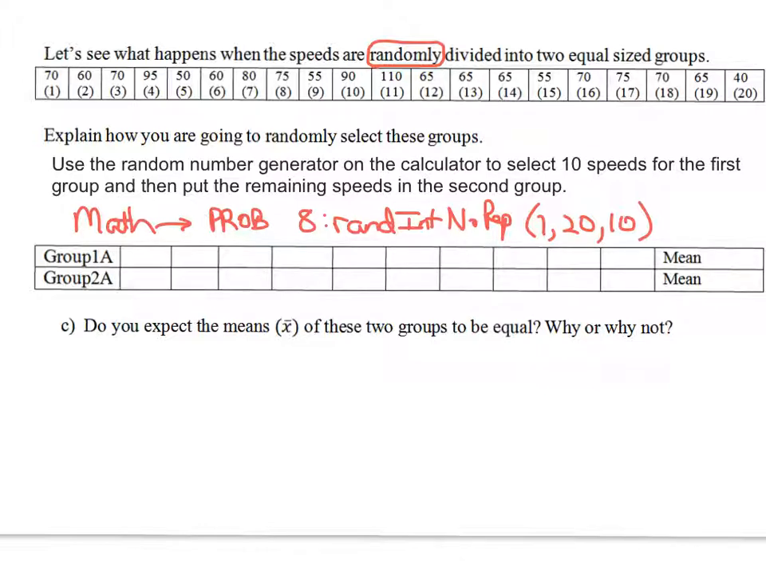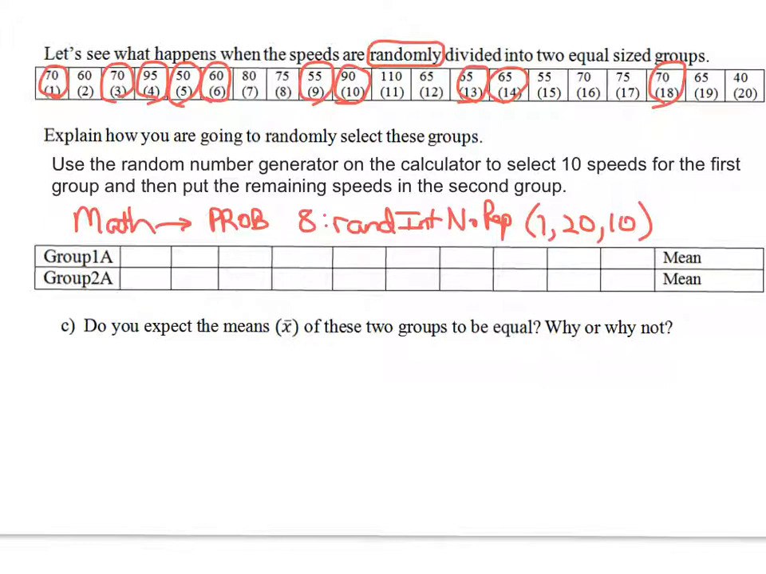So I'm going to use my calculator and I'm going to pick 10 of these speeds. On my calculator, I'm generating my random numbers, and the first number is the 10th person. Then I've got the 14th person, then the 13th person, then the 6th person, person number 3, person number 1, person number 5, person number 9, person number 18, and last but not least, person number 4.